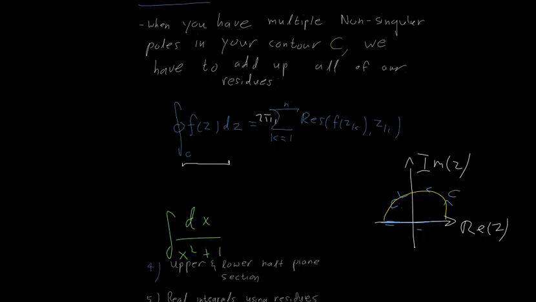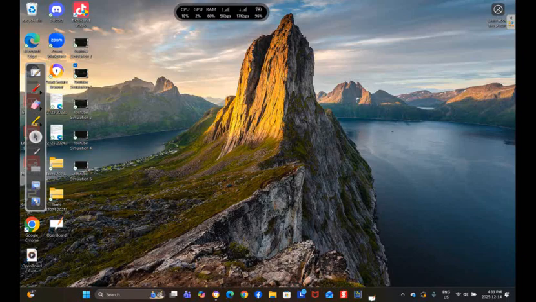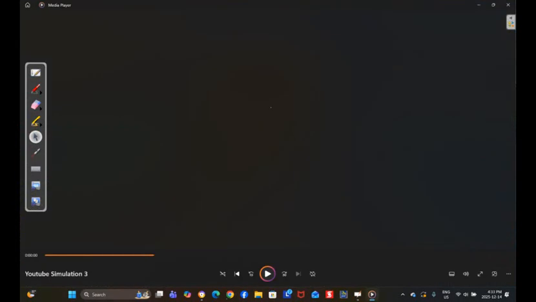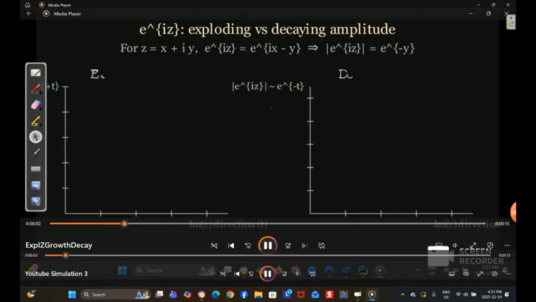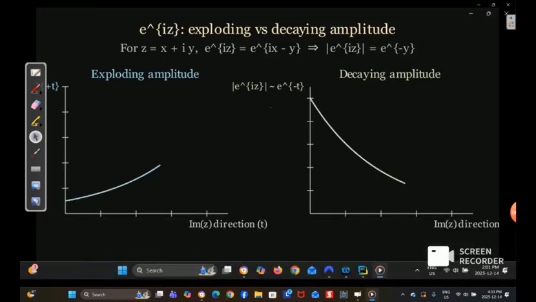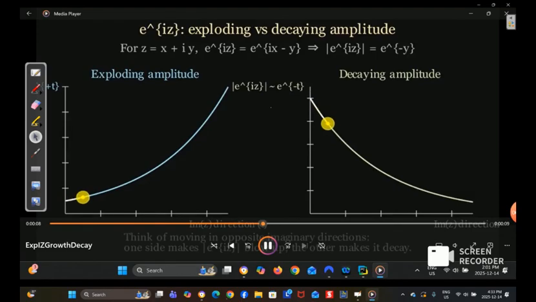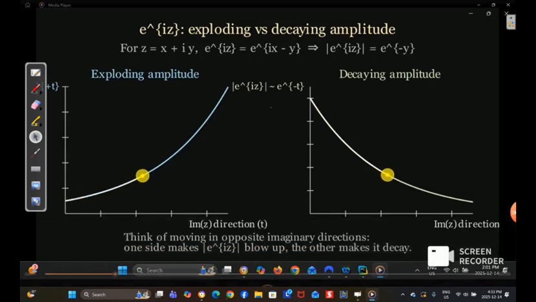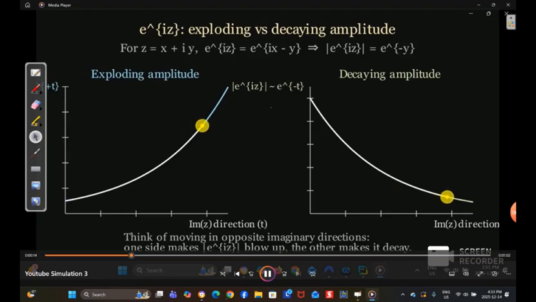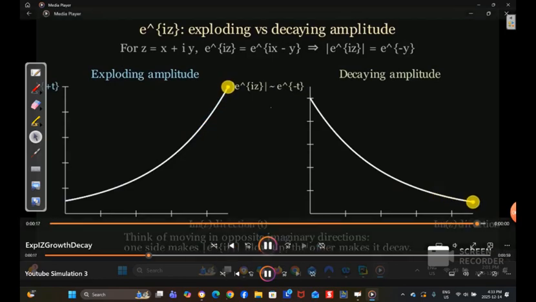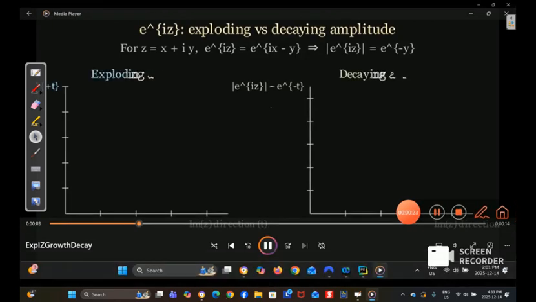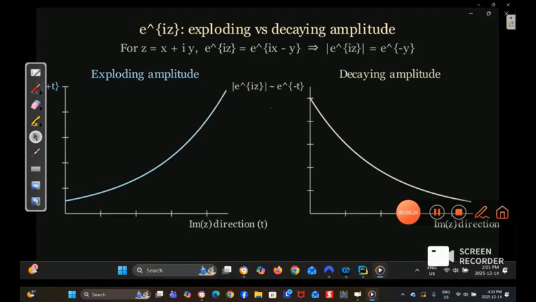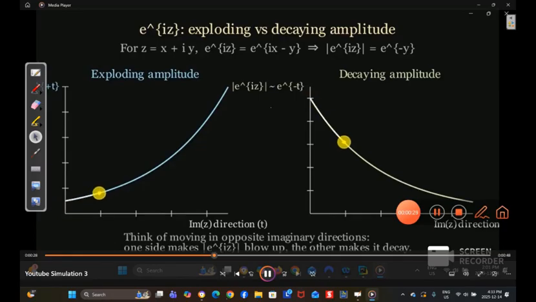What you have to do is, I'm going to explain why. Okay, so simulation 3. When I was talking about growth and decay, this is a very important thing here. If you have a growing amplitude, an exploding amplitude, and a decaying amplitude, one is showing exponential growth, one is showing exponential decay. Now, based off if it's exponential growth or exponential decay, you have to choose your contour wisely.